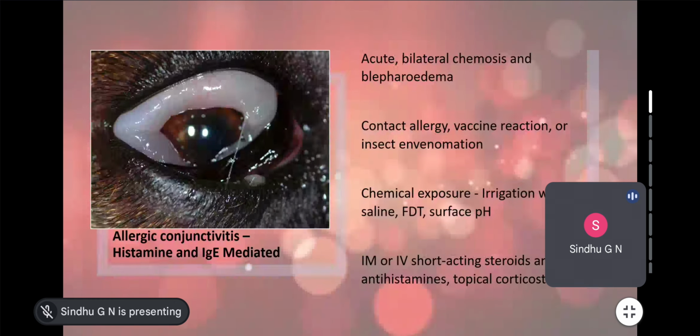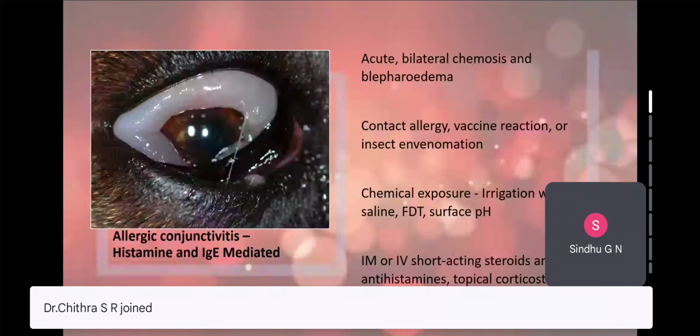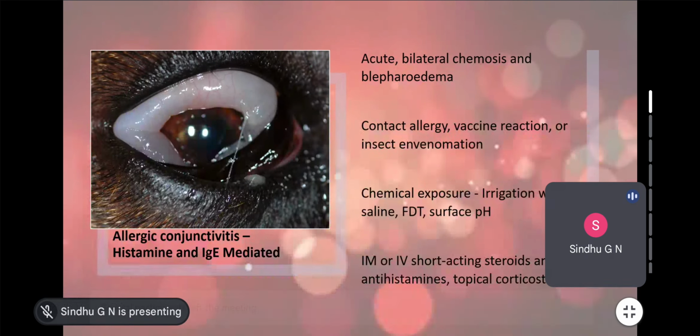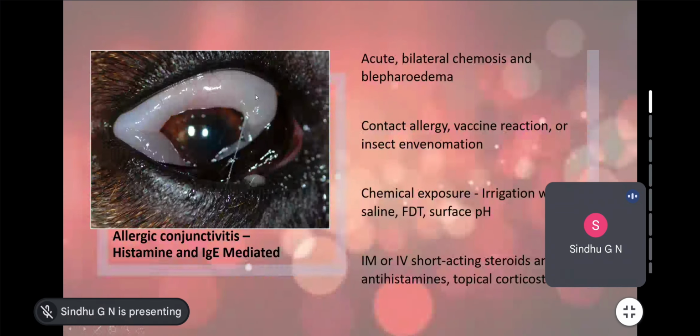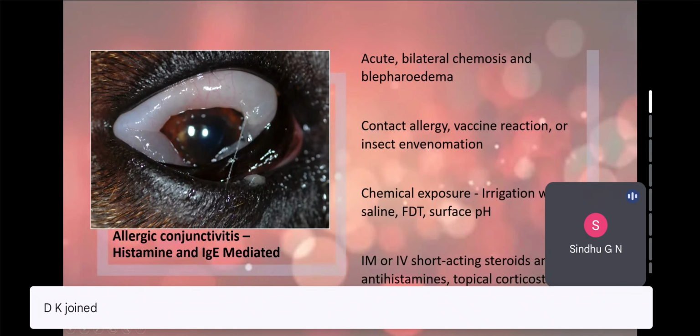Then another one is histamine and immunoglobulin mediated, IgE mediated conjunctivitis. It can be acute bilateral chemosis and blepharoedema. So histamine mediated conjunctivitis will typically have this chemosis, swelling of the conjunctiva, like a puffed up appearance will be there.